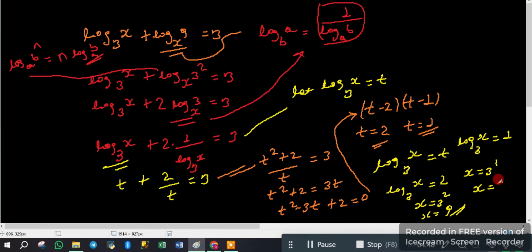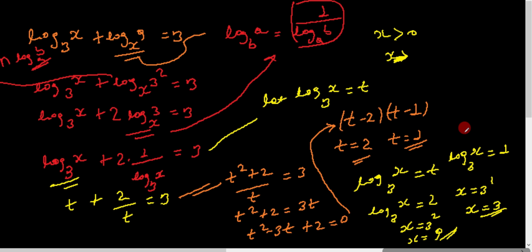X will be 3. So based on the domain, x must be greater than 0. Both these values, x is equal to 9 and x is equal to 3, are greater than 0, so you have to take both of them as the solution set for this logarithmic function.